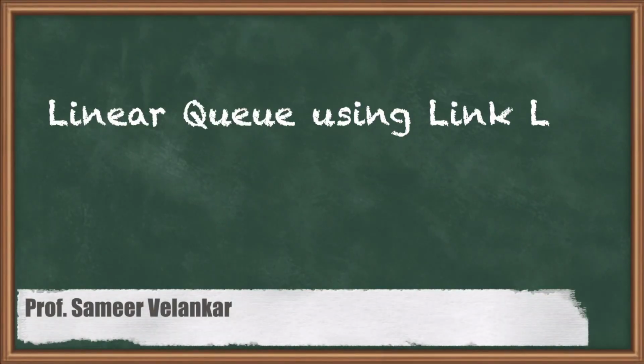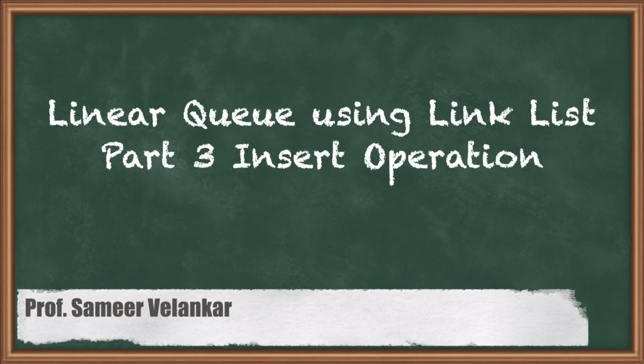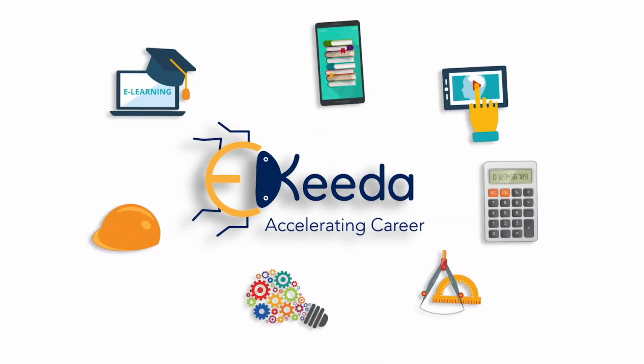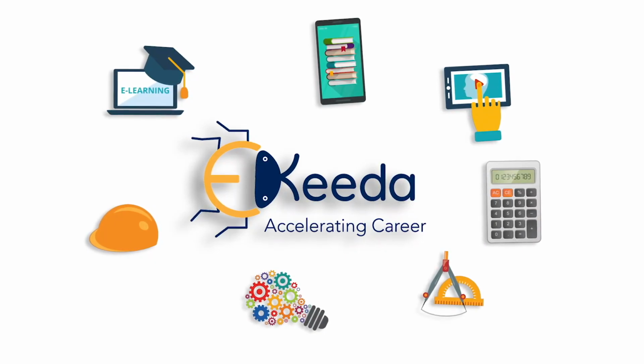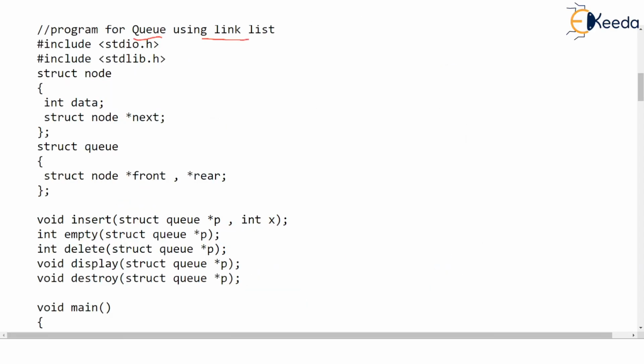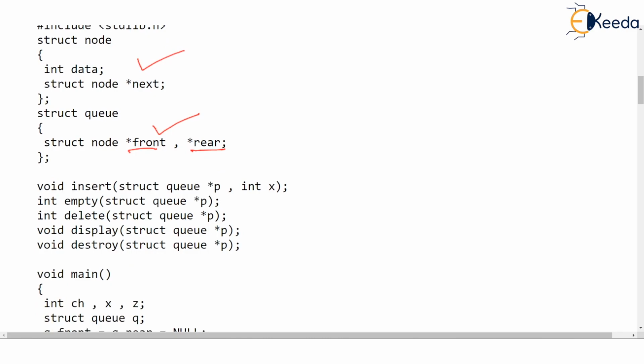Hello dear students. In this video, let's continue implementing queue using linked list. In the previous video, we saw what we mean by declaring a node and how we declare a queue which contains two pointers, front and rear. Now let's take a look at main.